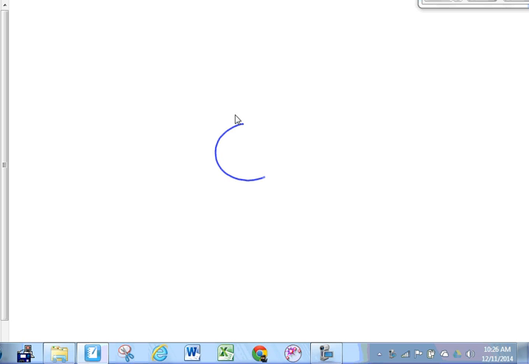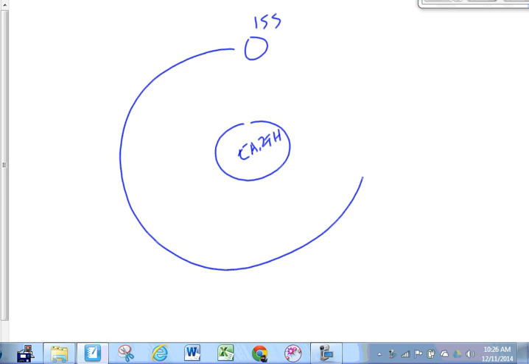So we got an object right here. Let's call it the Earth. We have an object orbiting around the Earth. Maybe it's the International Space Station. We call the International Space Station a satellite because it's orbiting around something else. Anything that orbits around something else is a satellite.